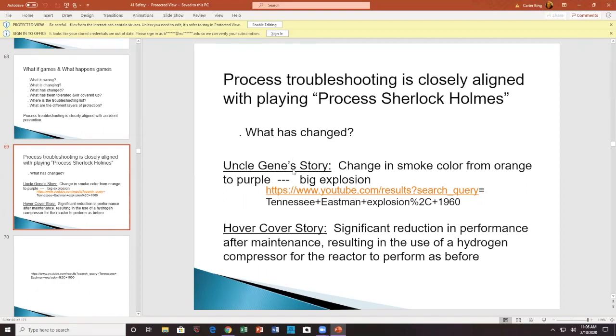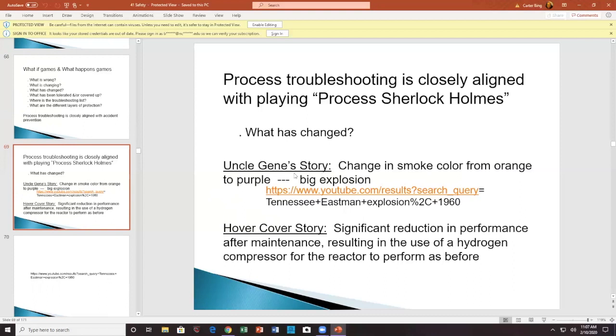my Uncle Gene worked for Eastman Chemical, great company. He had a very good life there. But he would go to lunch and walk by this one unit, and he would see orange smoke coming out. Being an organic chemist, he was wondering why the smoke was orange. He couldn't necessarily figure that out. And the next day, the smoke turned purple, and he didn't realize or want to know why. He didn't understand why it was orange to begin with, and then he didn't understand why it was purple and changed. The next day, there was a big explosion.